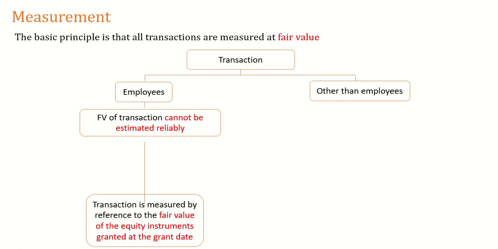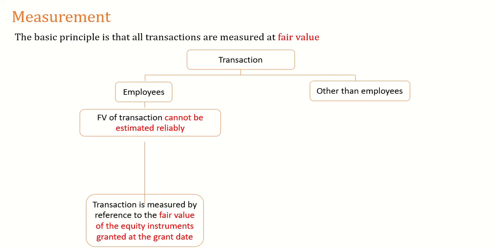So that is called, under the transaction, if the transaction happens with what? With who? Employee. So if the transaction is with an employee, what should you do? Don't take the fair value of the transaction. Consider the fair value of the equity instrument that you agree to give as the fair value of the transaction.